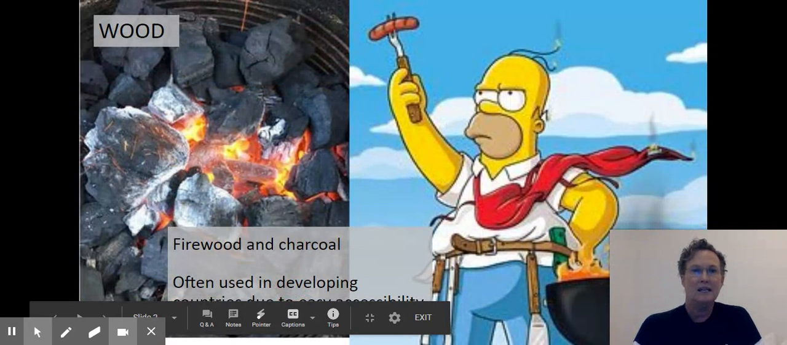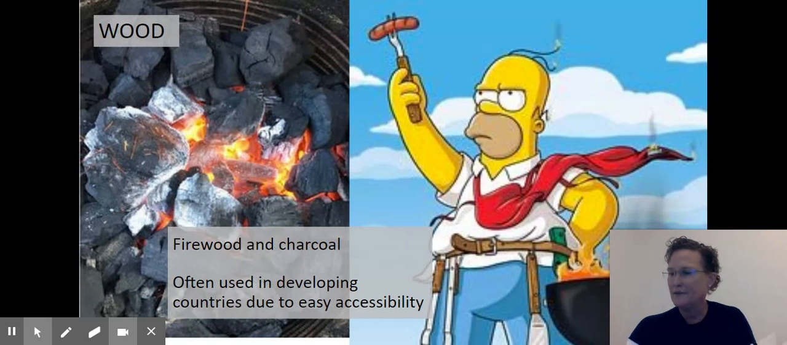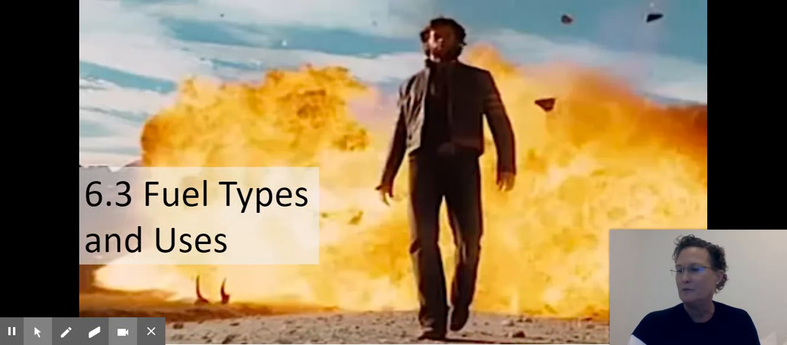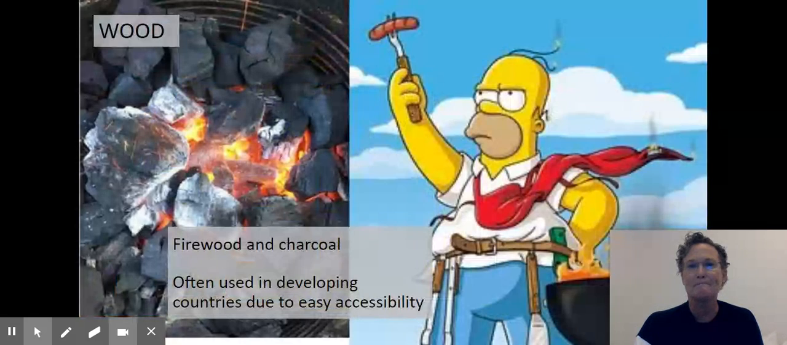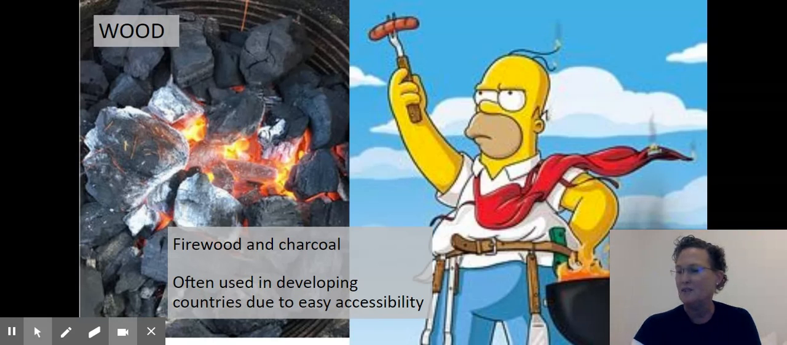Let's start with our objectives: to identify the types of fuels and their uses, describe the pathway of energy and how to calculate efficiency of fuel use, and define electricity and cogeneration. All right, the first one we have is wood.